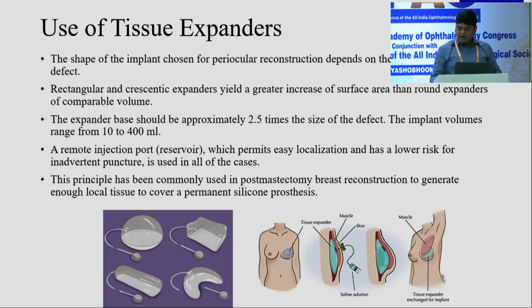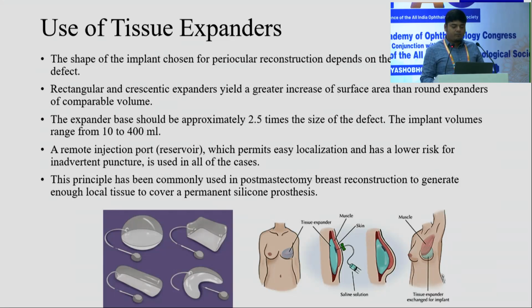Now we were thinking about what type of expander we should use. Commercially available expanders can be custom made, however they are very expensive. So we decided about the shape of the implant to be chosen. Initially we thought about rectangular or crescentic expanders, as they yield the greatest surface area as compared to round expanders. The expander base should be more than 2.5 times the size of the defect, and the implant volumes usually range from 10 to 400 ml.